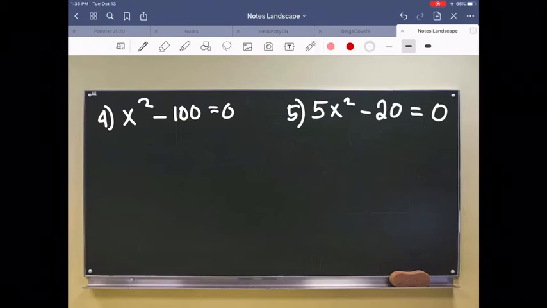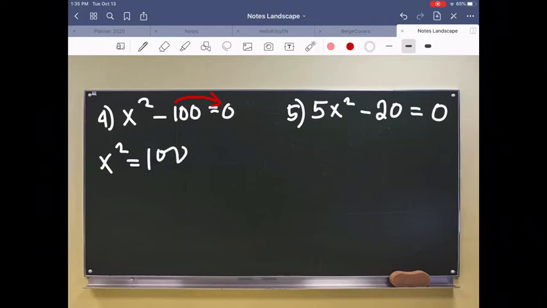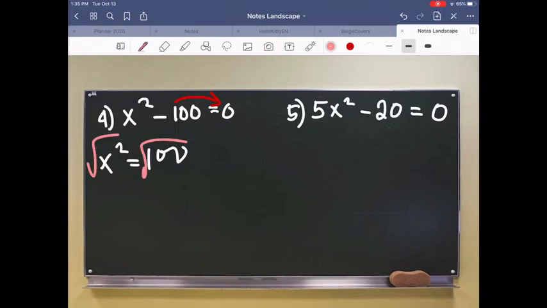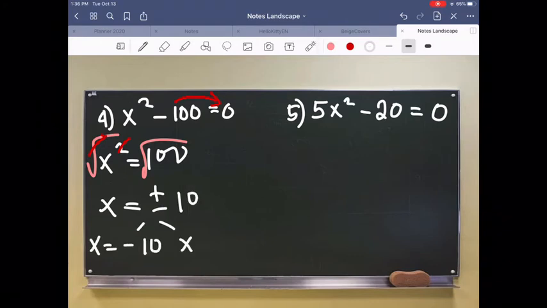Okay. So, let's start with this one. So, x squared equals, okay, so ang unang gagawin, okay, transpose to the other side. So, it's 100. Okay. And then the next, we take the square root. Okay. We cancel square and square root. And we get x equals, and the square root of 100 is positive or negative 10. Okay, so we have here x equals negative 10, and then x equals 10.